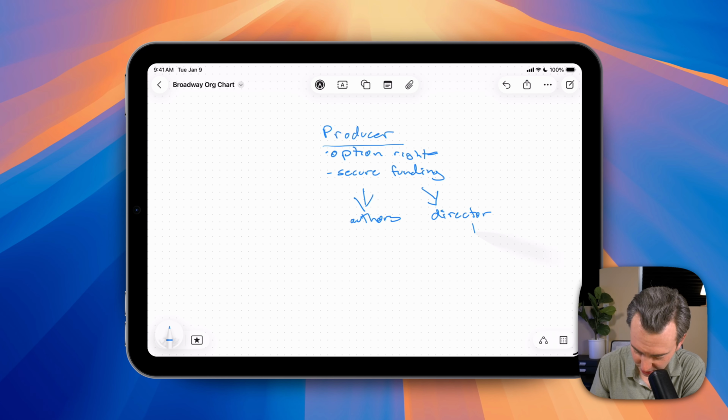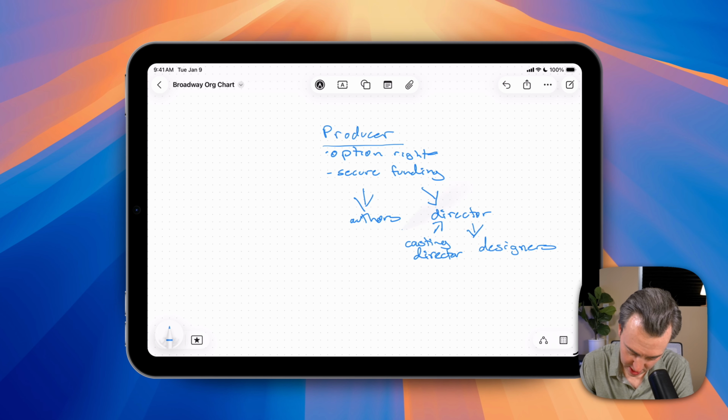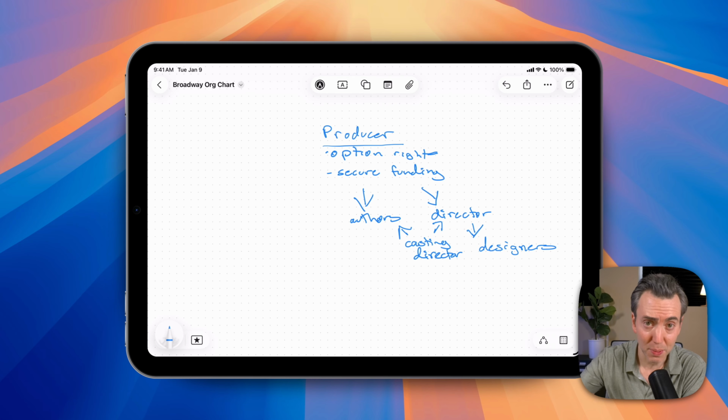And you could say, we'll just go down this org chart for a second here, that reporting into the director are the designers, the casting director, who's really reporting into both the director and the authors. Now keep in mind, all of these people ultimately report back into that producer. But this is just the layers of management.